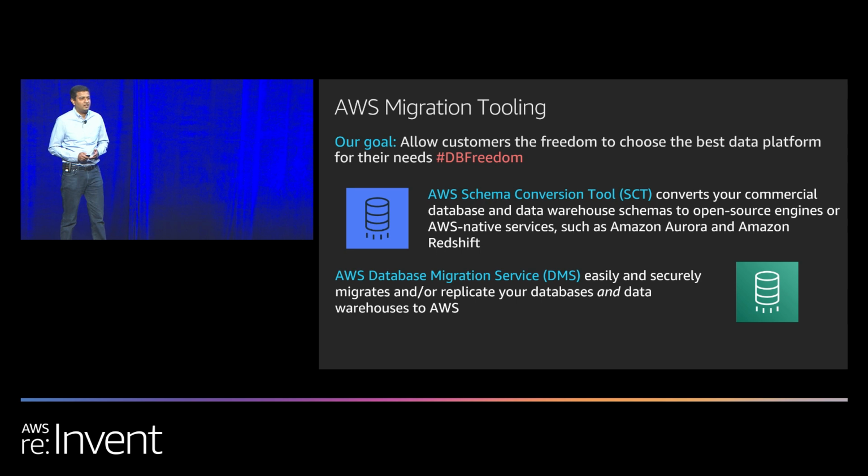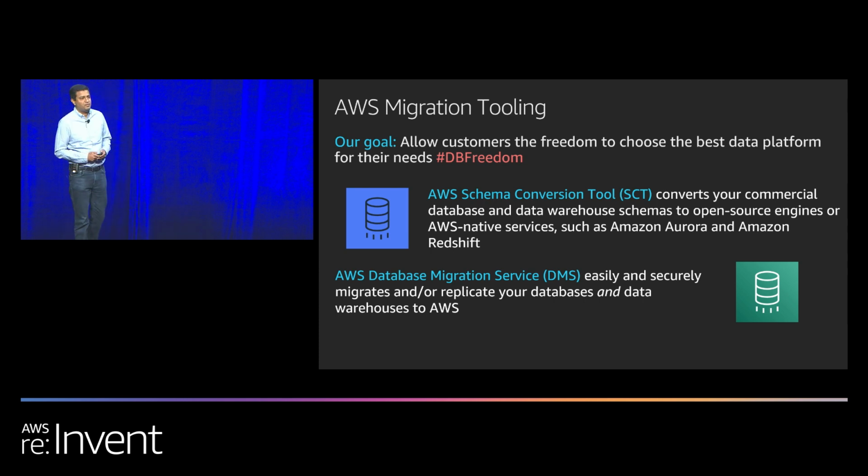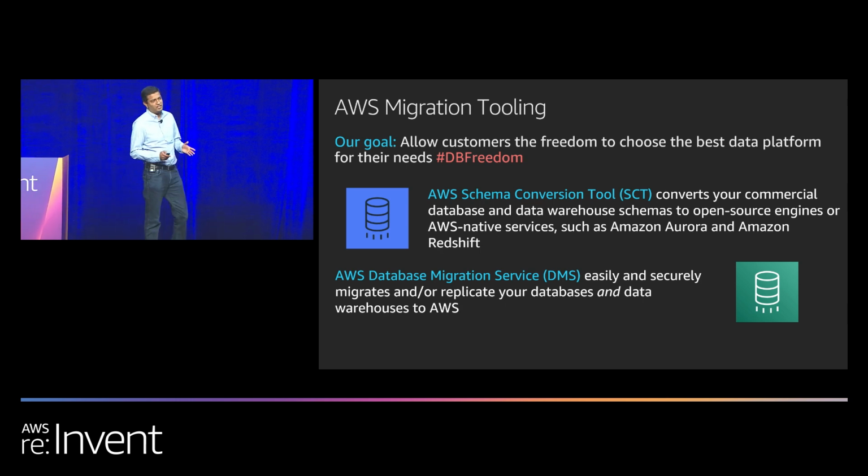And as a part of it, we have basically two solutions: the AWS Schema Conversion Tool and the AWS Database Migration Service. Schema Conversion Tool takes care of conversion of schema from your database or data warehouse to the cloud native databases that are available. And DMS takes care of migration of data from on-premise to cloud. We design it to be so simple that your replication instance is available in less than 10 minutes.